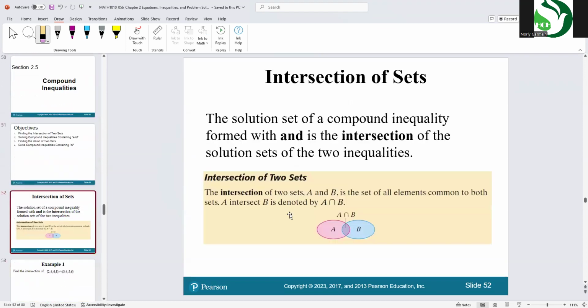The intersection of sets: the solution set of a compound inequality with "and" is the intersection of the solution sets of the two inequalities. We need to focus on "and". We either say "and" or we say "intersect". If you have A intersect B, it really means x such that x is an element of A and x is also an element of B.